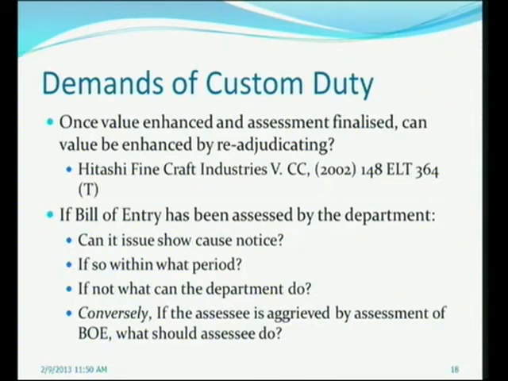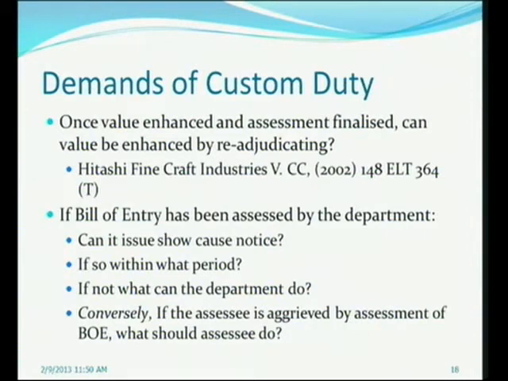If so, within what period? Then what can the department do if it is a straightforward case? We're generally going by a straightforward case. What should the department do? It can't issue a notice now. It has seen it. It has made a mistake. So what can the department do now?